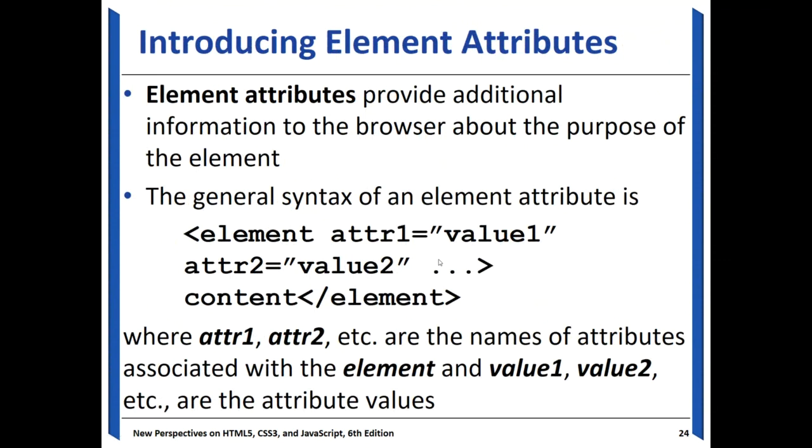Now we can also add element attributes. They provide additional information to the browser about the element. So we see the syntax here of an element attribute. We have our opening element tag, and then our attributes set to our values. So for example, if I had a paragraph tag and I wanted the background color to be blue, I would put background dash color and then set the value to blue. Then if I wanted the text to be green, I would do the same there.